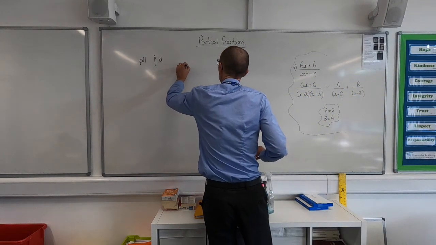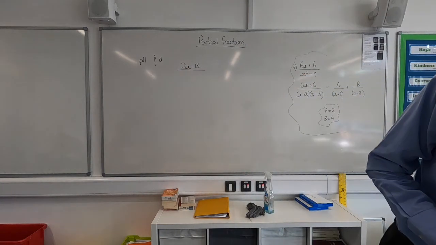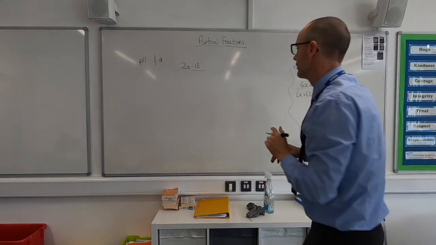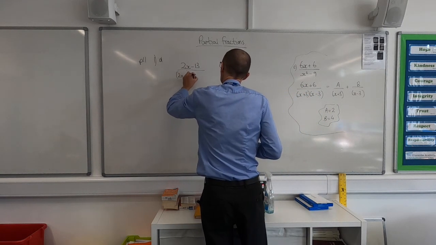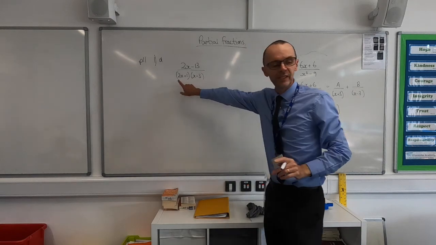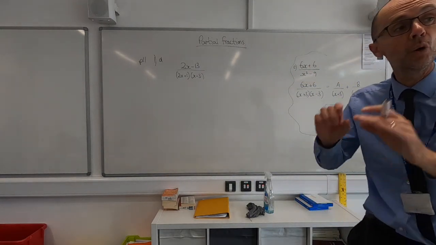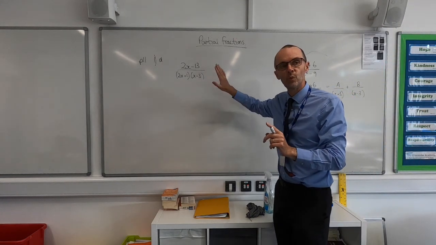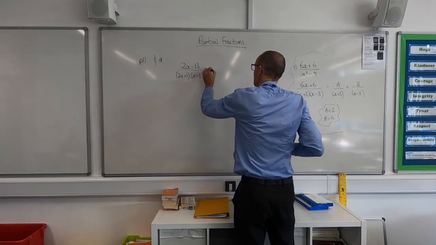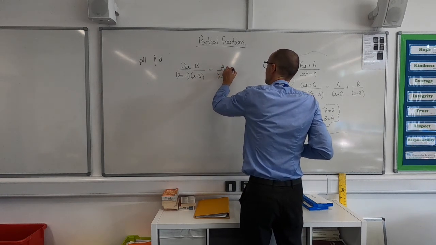So we've got 2x minus 13 over 2x plus 1 and x minus 3. A bit more complicated, 2x plus 1, but it's still order 1. So I've still got something where the order of this is 1 less than the order of that. So I still am confident that it's going to go like this.